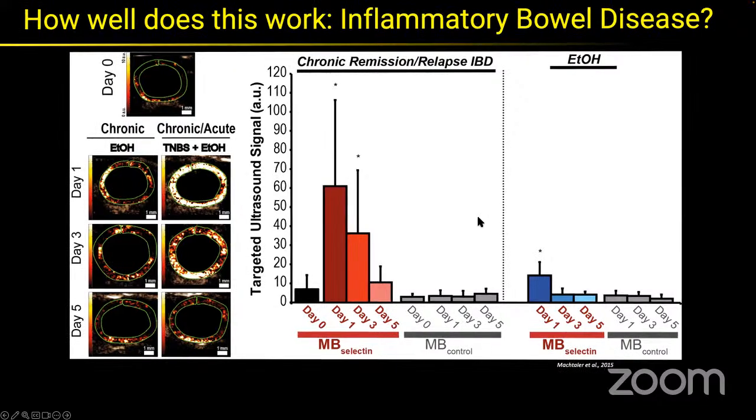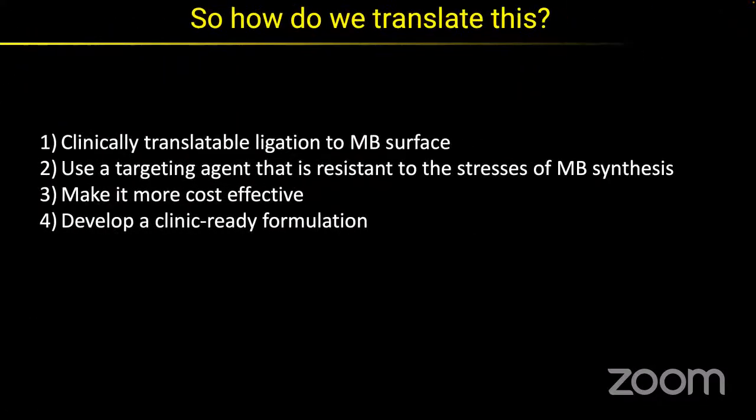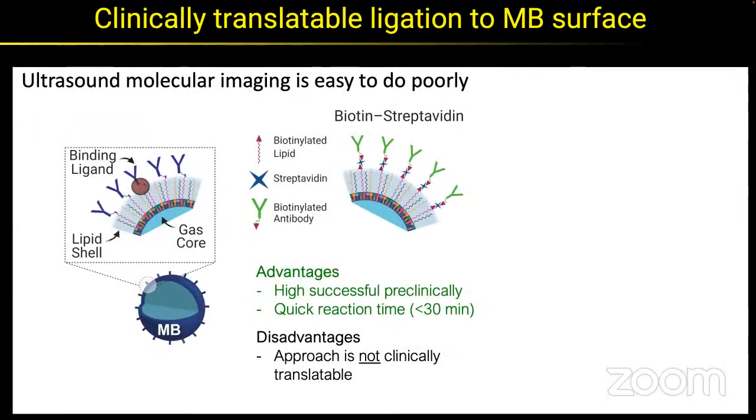So what we are doing in my lab is trying to make a clinical grade microbubble, but we have to solve a lot of these problems. We need to come up with some chemistry that makes it easy to add targeting agents to the surface, and we'll talk about this a little bit. We need to use a targeting agent that's resistant to the stresses of microbubble synthesis. We need to get away from antibodies and start moving into other ones that can handle a harsher environment. We need to make it more cost effective, and then we need to develop a clinic ready formulation. So I'm going to talk about a few projects that we've been doing in my lab to address some of them.